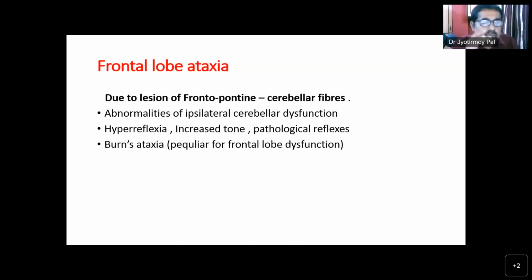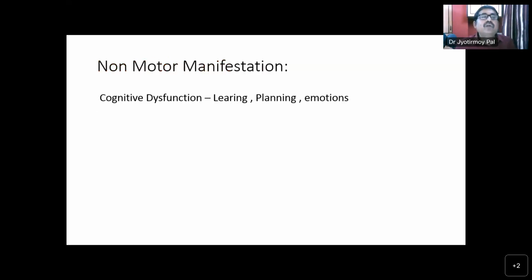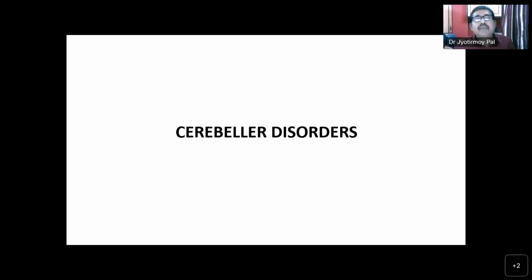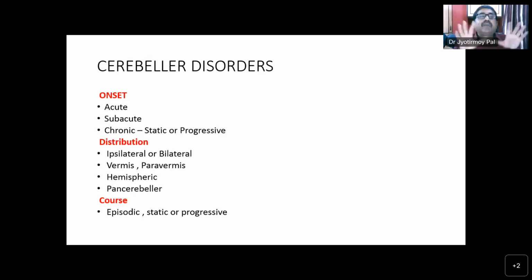First, we will rule out musculoskeletal disorder, myopathy, myoneural junction disorder, neuropathy, and myelopathy, which can mimic ataxia. So we have a differential diagnosis: vestibular ataxia, cerebellar ataxia, then frontal ataxia and sensory ataxia. We will differentiate with the clinical background. Non-motor manifestations I described. So now the different cerebellar disorders.